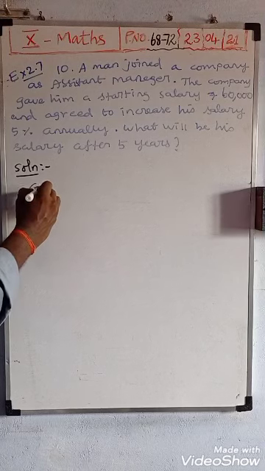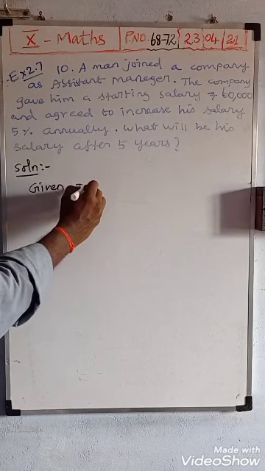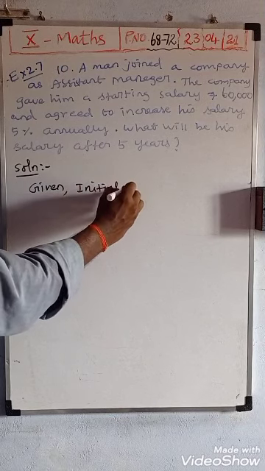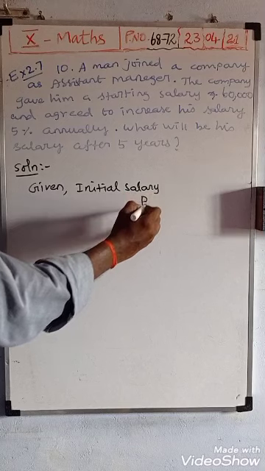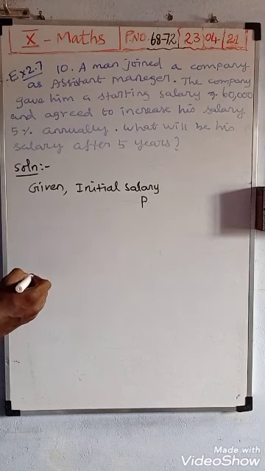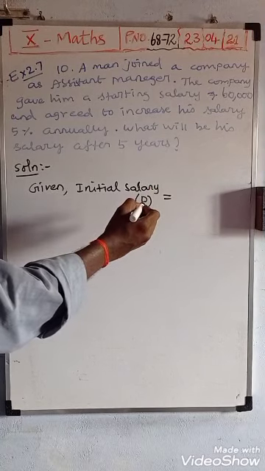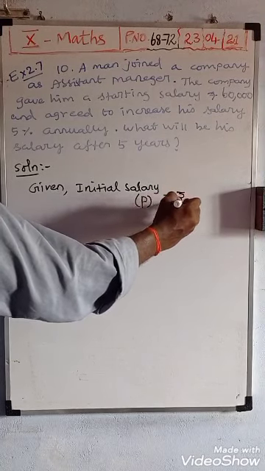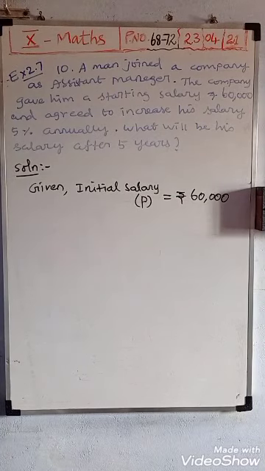For that, you see here, first what is given is the initial salary. His initial salary you should choose as P. P is equal to rupees 60,000. Actually it is called principal. Initial salary, principal.